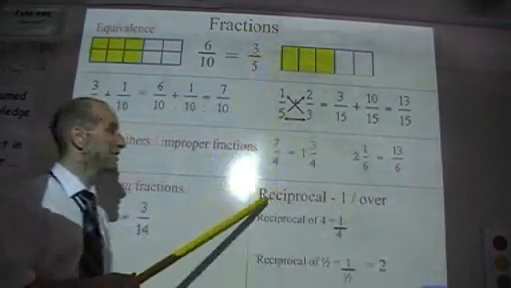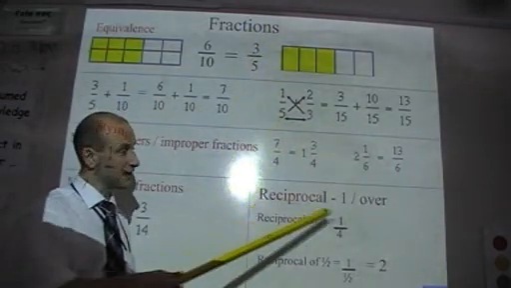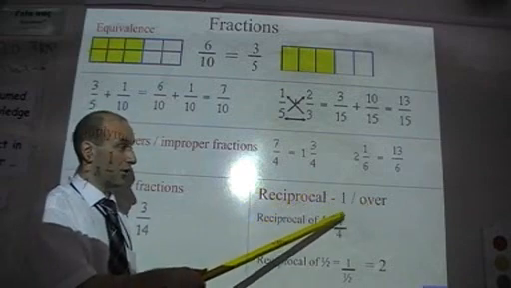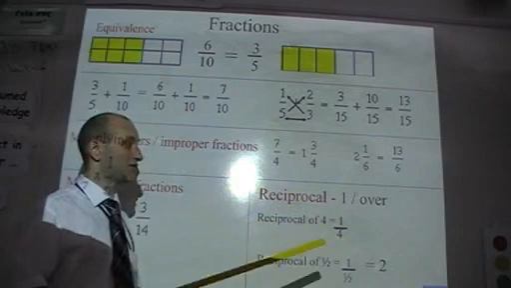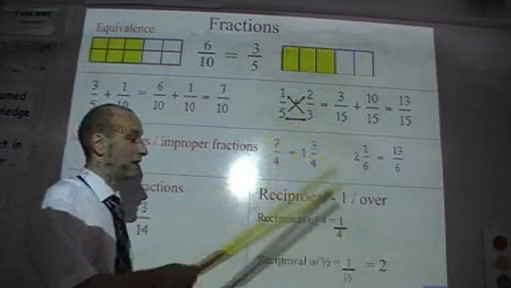Right, this is a word you may see at foundation, reciprocal. All it means is 1 over. So the reciprocal of 4 is 1 over 4. Reciprocal of 7 would be 1 over 7. Reciprocal of a million, 1 over a million.